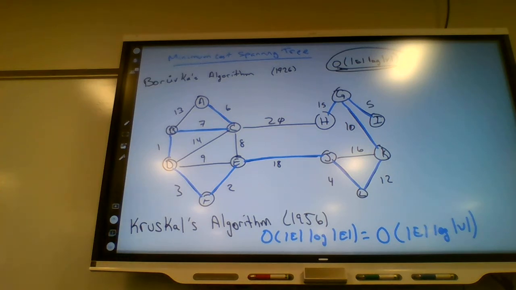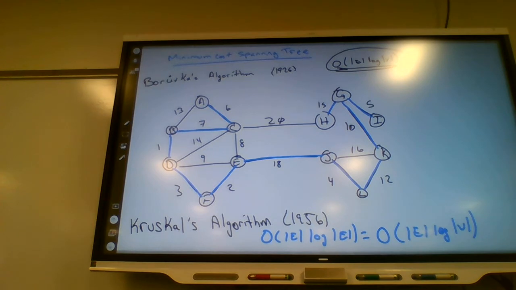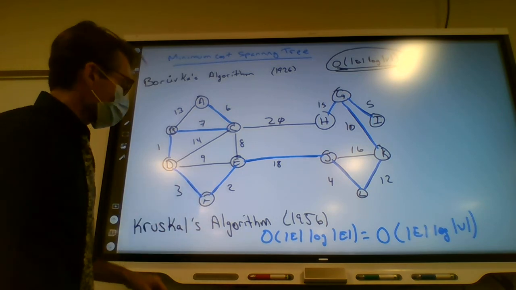Okay, so Kruskal's algorithm again starts with separate pieces and then glues them all together until you get to the end when everything becomes one. All right. Make sense?